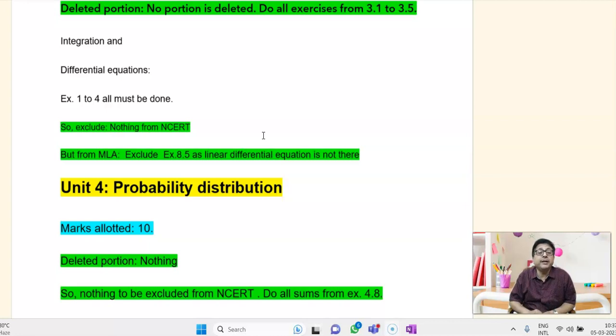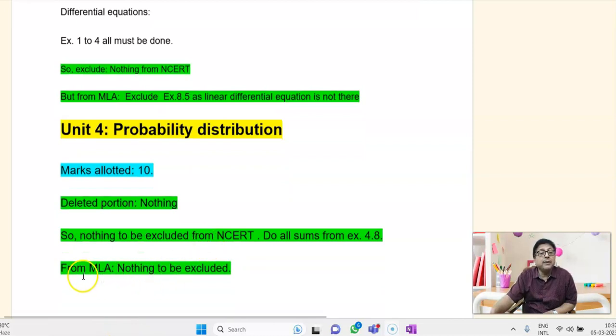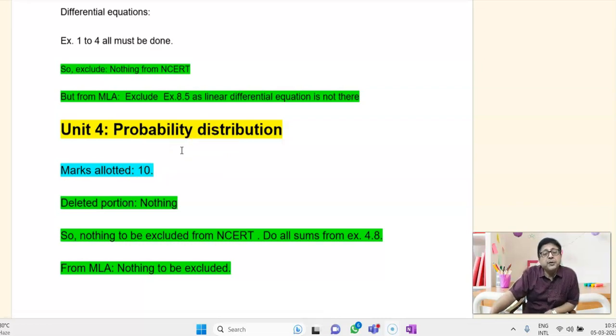So never forget to revise properly this from your NCERT book as well as from ML Agarwal. Nothing to be excluded from there if you are doing from ML Agarwal only. If you are doing from R.D. Sharma, nothing to be excluded in probability distribution from there. But at the same time, you will remember only probability question will not be asked. Only probability question will never be asked in exam. Okay. It will be on probability distribution.